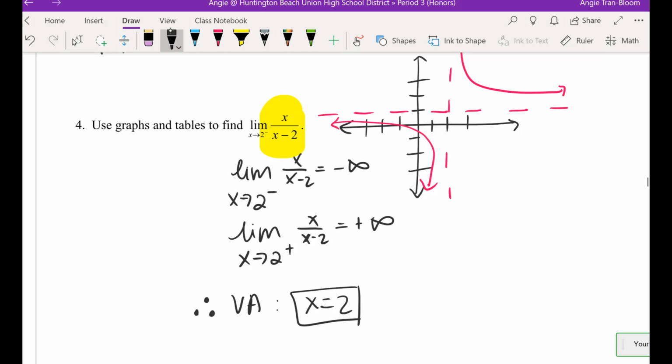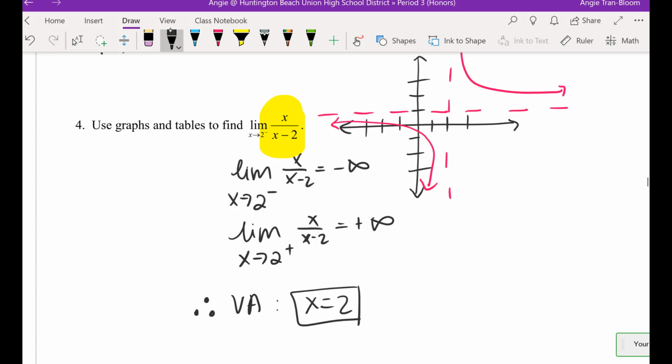Is there a horizontal asymptote? Yeah, it's at 1. Okay, good question. Why did I graph out the horizontal asymptote being 1? Well, number 1, your calculator should show a little bit. Doesn't your calculator show a little bit?